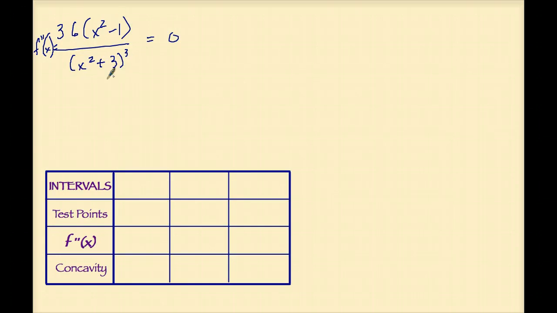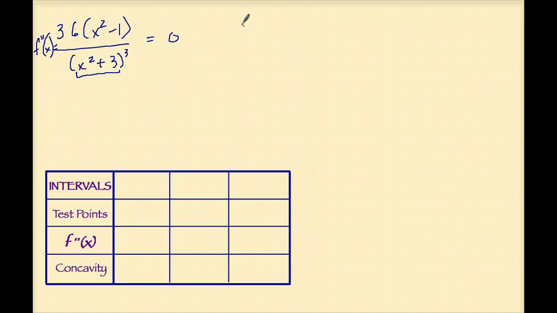Even though this is a rational function, this denominator will never be 0. We can see that since we're squaring the number that we put in for x, that will be a positive number added to 3, some other positive number, but this denominator will never be 0.